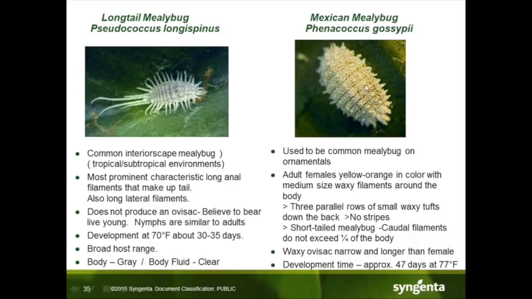And it's kind of hard to see with the slide, but there's a row here, there's a row here, and there's another row of these waxy tufts along here. The body of the Mexican mealybug is kind of yellow or orange in appearance. This one is going to look rather gray, and if you squish it, the body fluid will actually be clear. This one will have somewhat of a yellow body fluid.